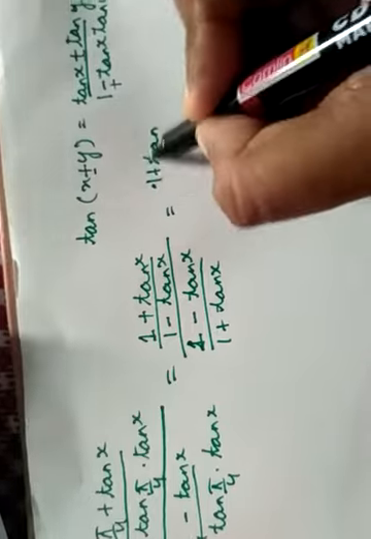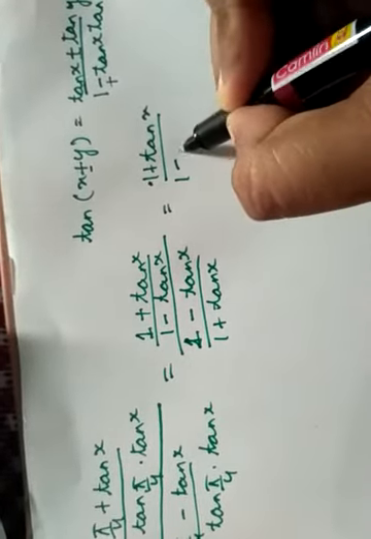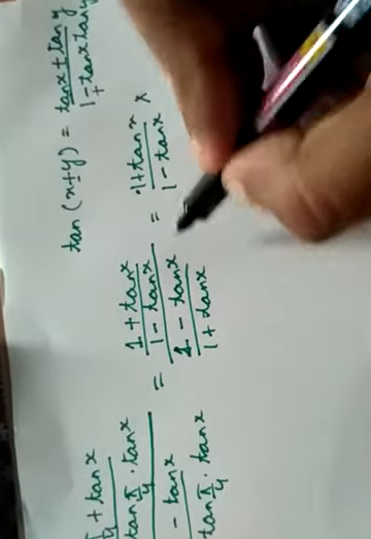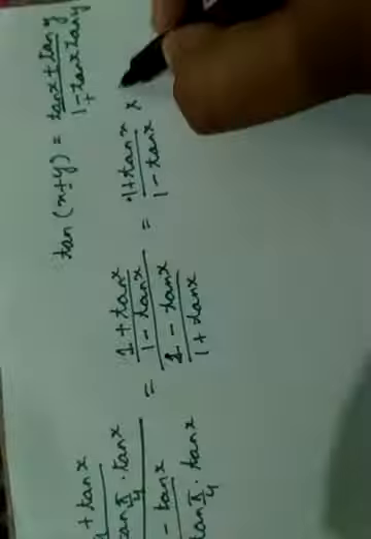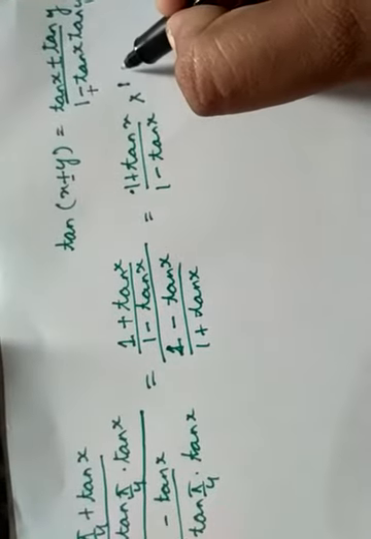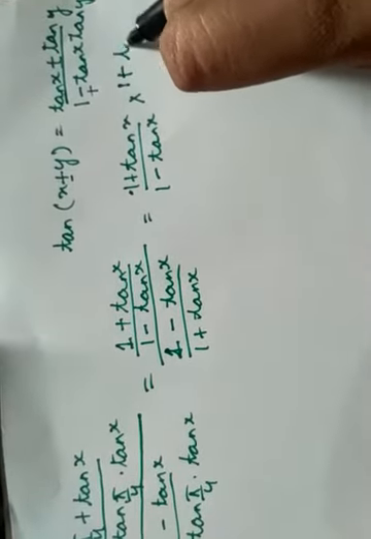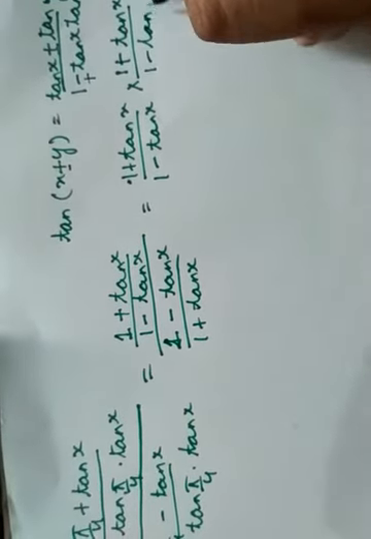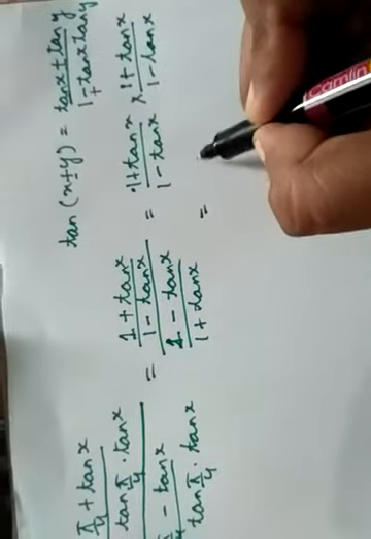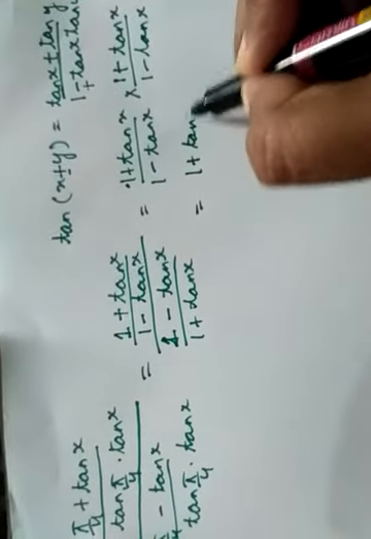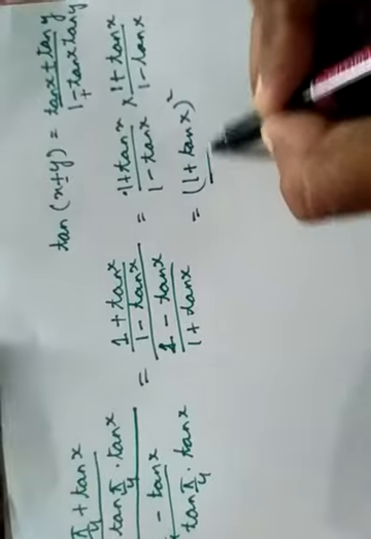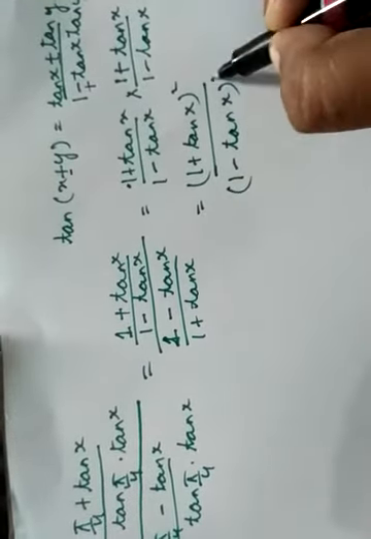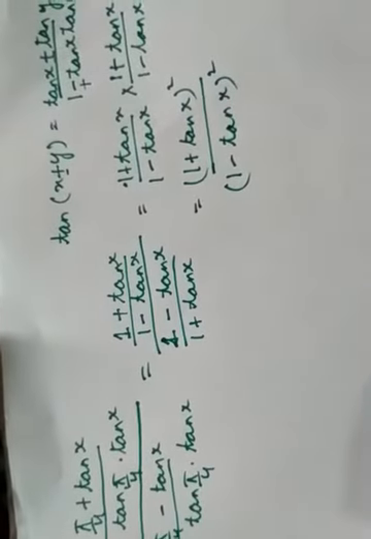Now on simplifying we will have (1 + tan x) upon (1 - tan x), and the reciprocal of the second fraction will be multiplied, because here it is in division. So it will be (1 + tan x) upon (1 - tan x) multiplied by (1 + tan x) upon (1 - tan x), which is equal to (1 + tan x) whole square upon (1 - tan x) whole square, which is the other side that you have to produce.